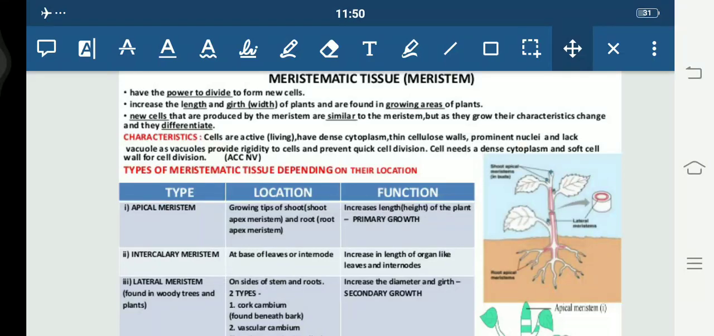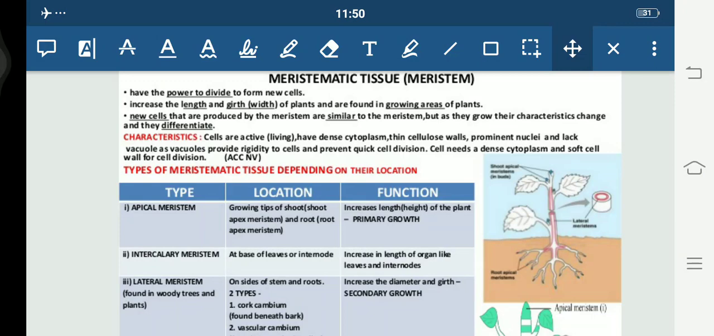So in our today's module, we'll be studying about the meristematic tissue, right? Now students, meristematic tissue is one of the plant tissues, fine. And I have already explained to you that meristematic tissues are basically known as the dividing tissue, fine. We can say that they have the power to divide to form new cells, right?